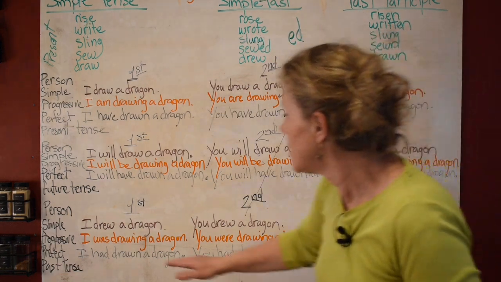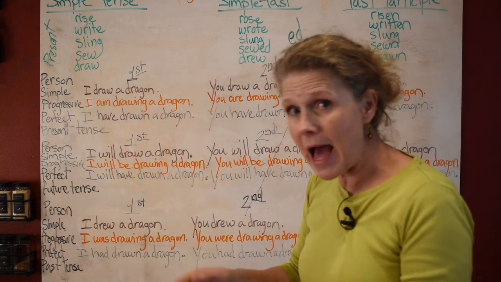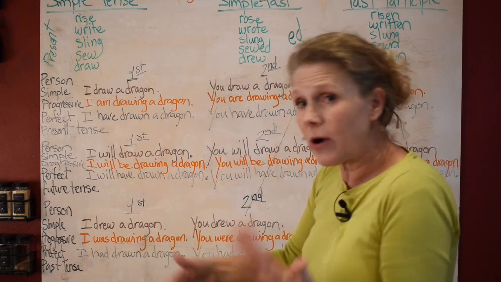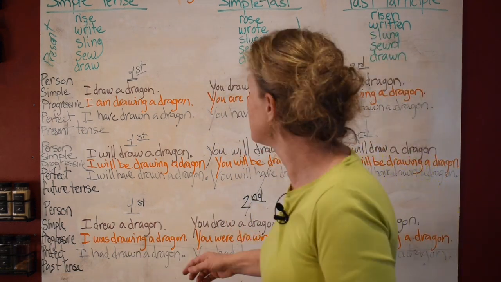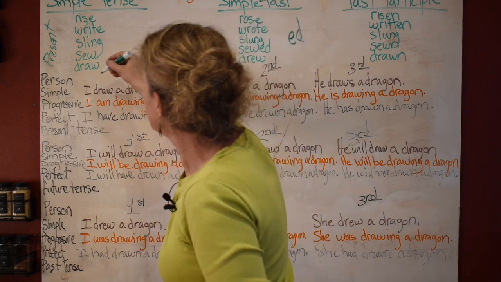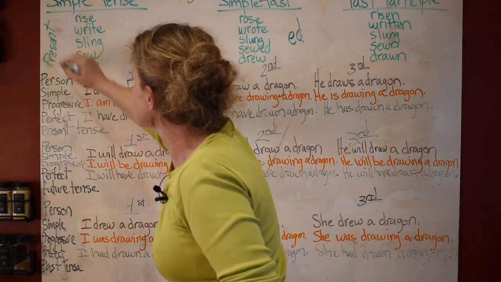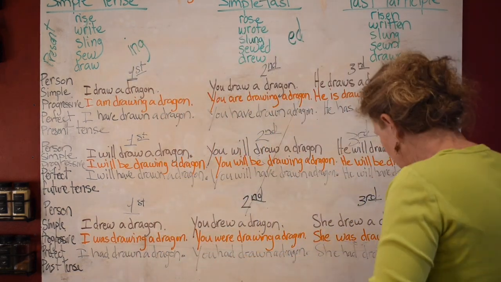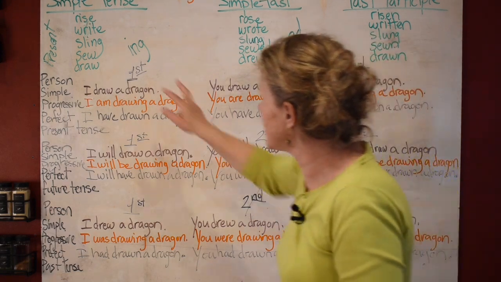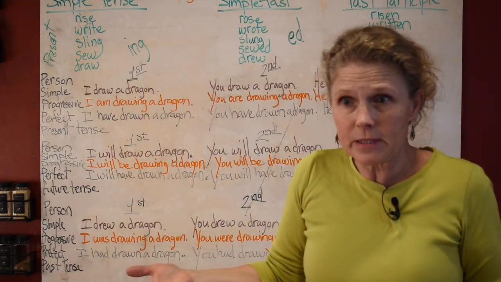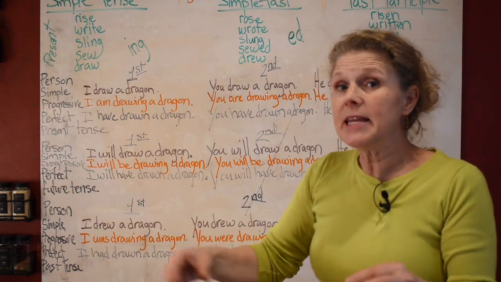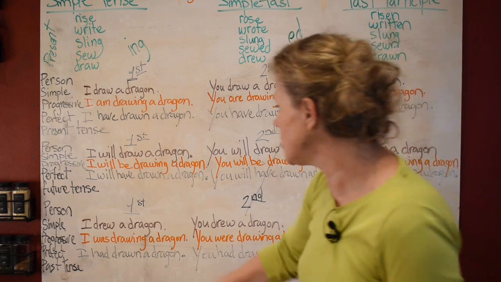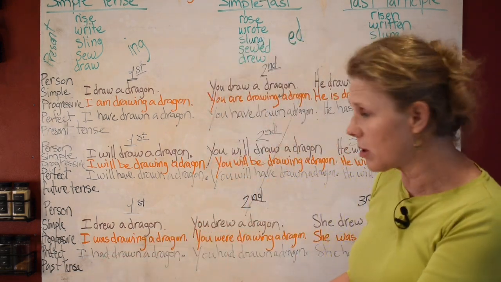Now, the progressive past. You need to make sure in the progressive, what are we going to use? Draw. Exactly. We are going to use our simple tense with our ing. You just add your ing, but do we have to add auxiliary verbs? We do. Since it's in the past, we have to use was or were. Was is singular, were is plural.